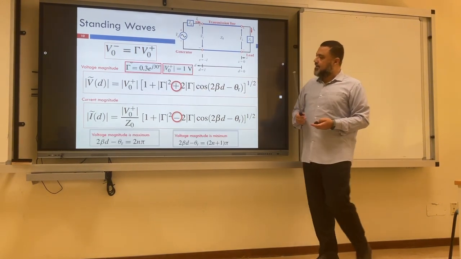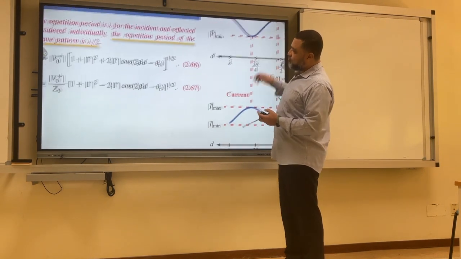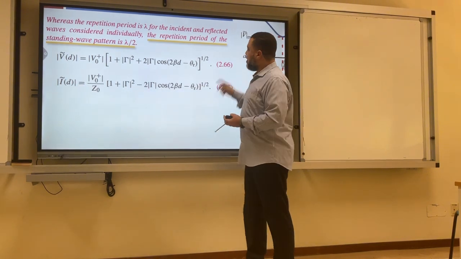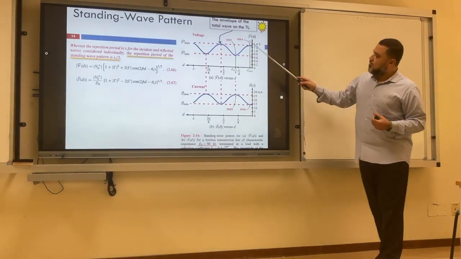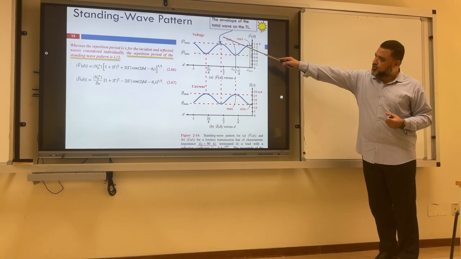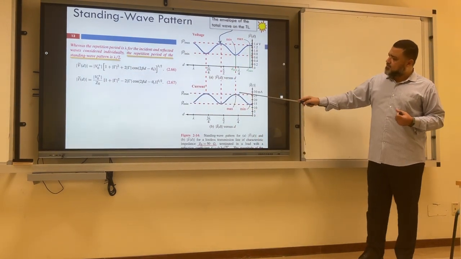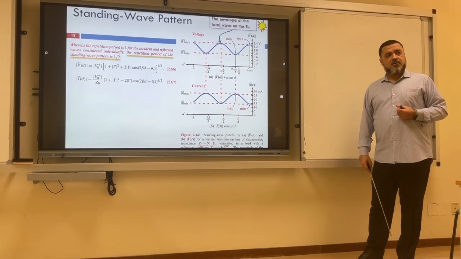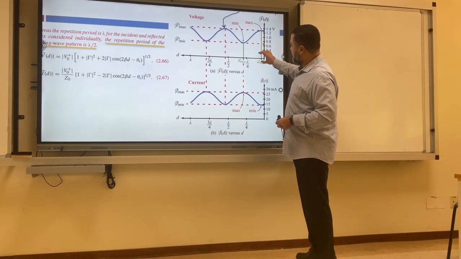So looking at the behavior, these are the two equations. Remember these two equations I have just written? The magnitude of V of D, the magnitude of I of D. When you sketch them, it will be a sinusoidal waveform. Look at the behavior. This is the voltage, magnitude V of D, and this is the current. When the voltage is minimum, the current is maximum, and vice versa. Okay? What else do you notice? Look at this graph.